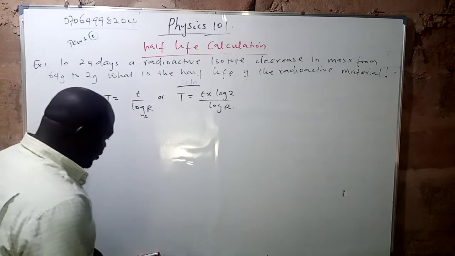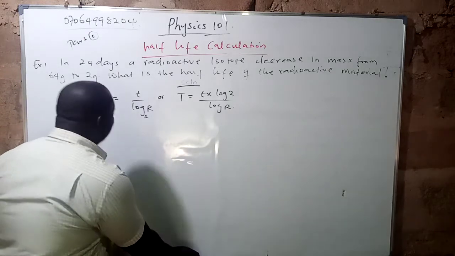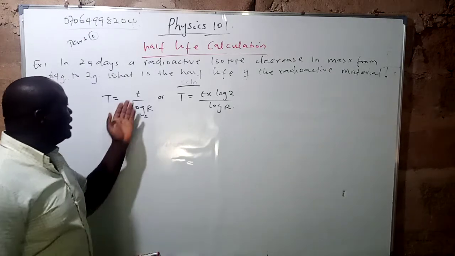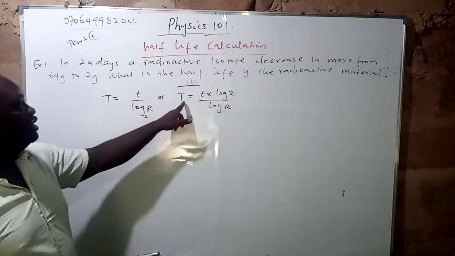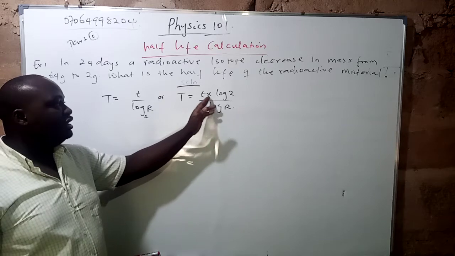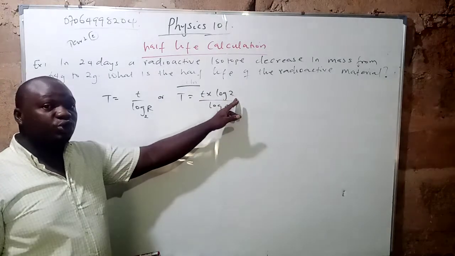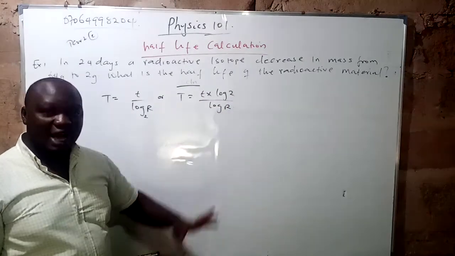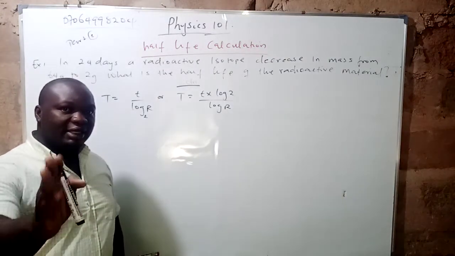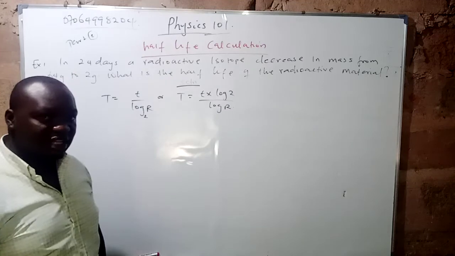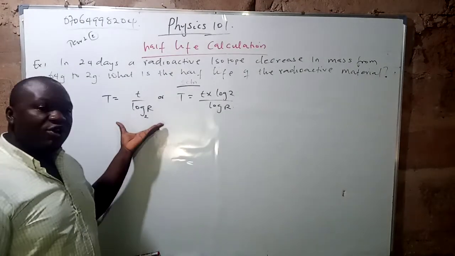From part 1 of the video, we already know that half-life is equal to either small t all over log base 2 of R, or it can also be t times log of 2 all over log of R. Any of these formulas you use, you can get the answer. For candidates preparing for examination, you have to use this formula.